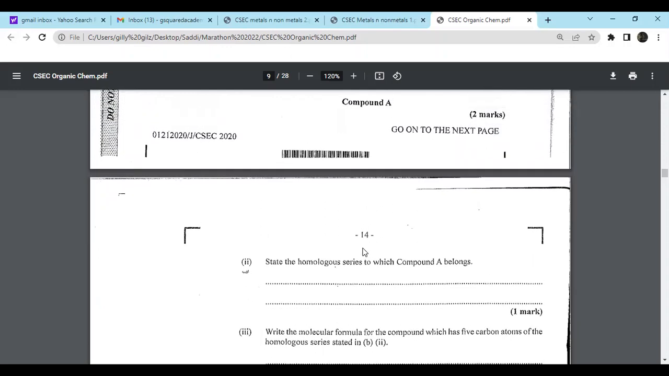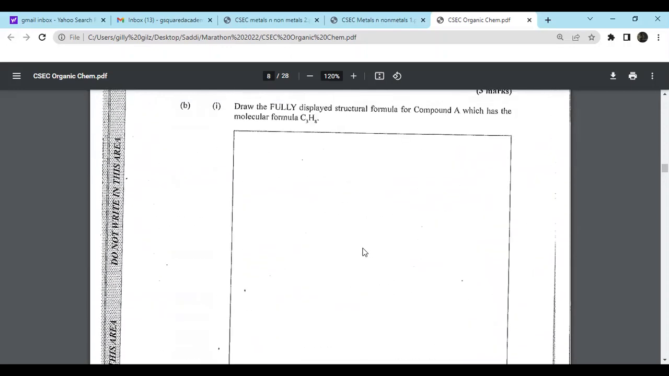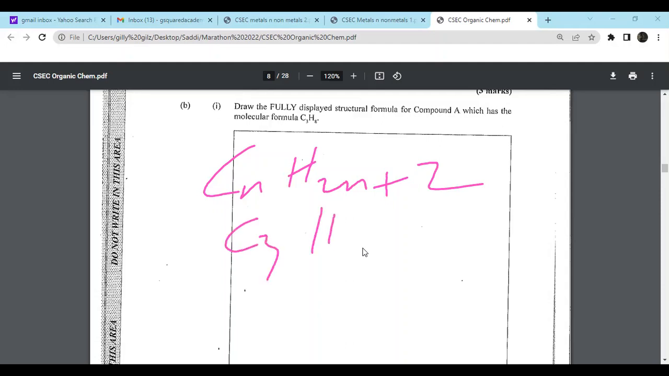All right. State the homologous series to which A belongs. I just said it is an alkane because it would fit into the general formula of alkanes. Alkanes is CnH2n+2, and the formula is C3H8. So if I replace n with 3, it becomes C3H2 times 3 plus 2, which makes it C3H8, right? So it's an alkane. So you can actually work that out.